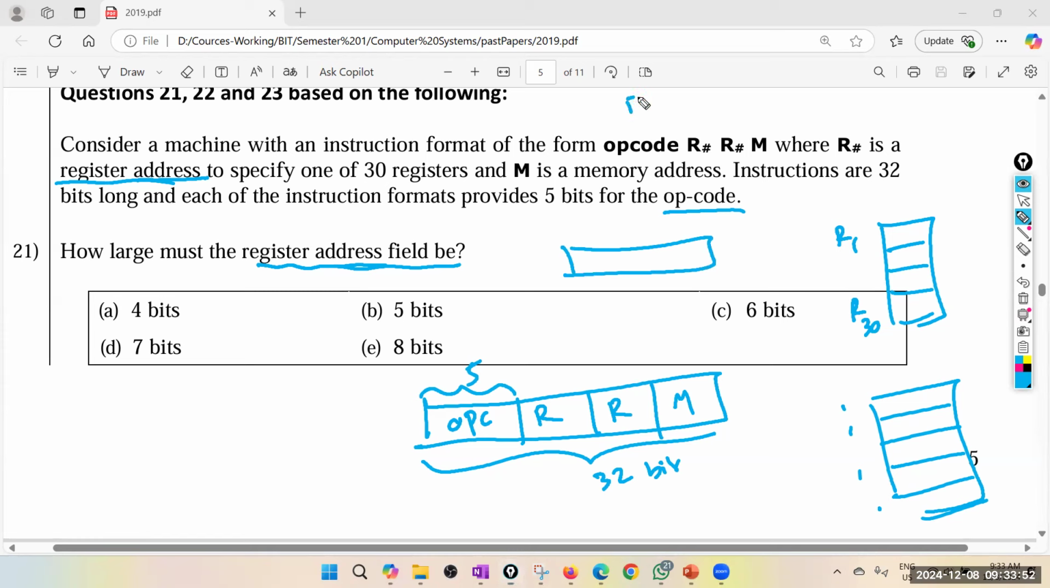If I have 1 bit, I can give two numbers: 0 for one register, 1 for the other. If I have 2 bits: 00, 01, 10, 11, four addresses. If I have 4 registers, I can use 2 bits to uniquely give a binary number. But we have not 2 or 4 or 8. 3 bits give 8, 4 bits give 16, 5 bits give 32. So 16 is not enough because we have 30.